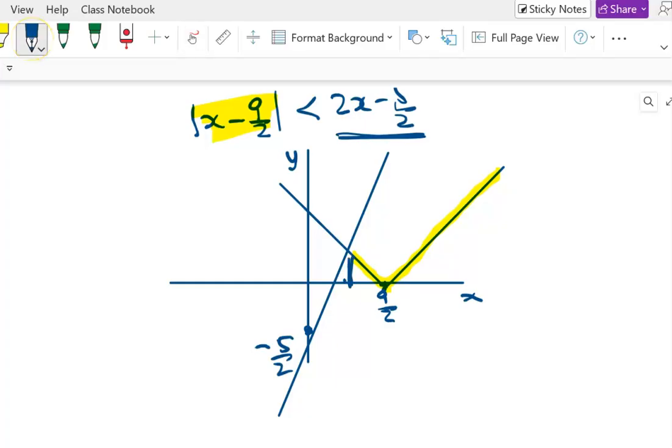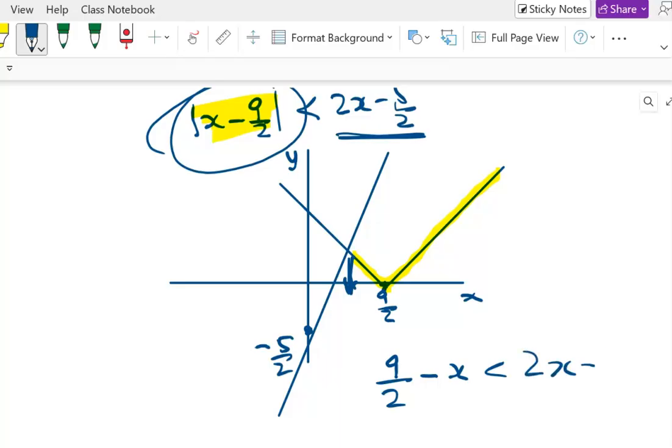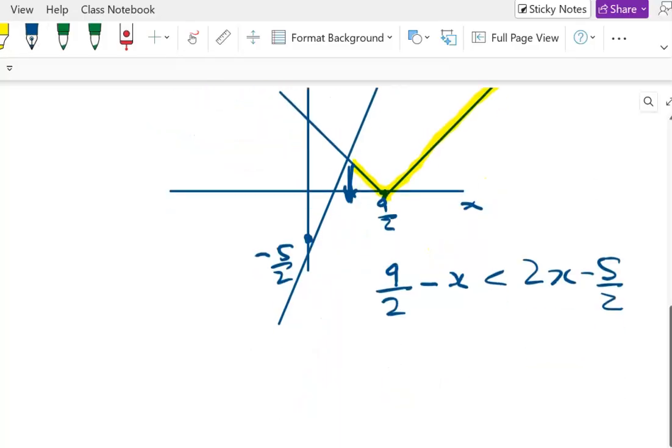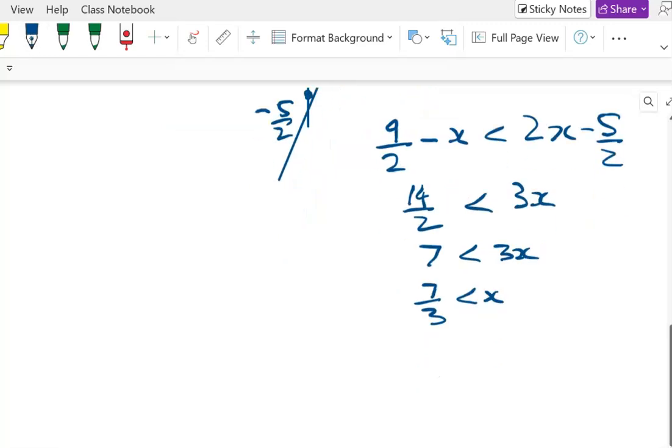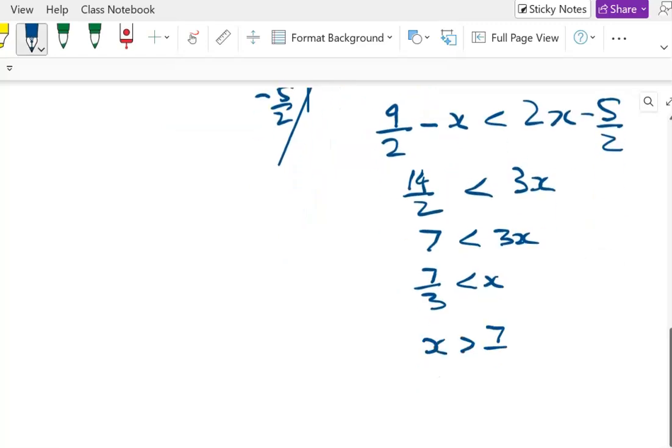So all I have to do is to solve a simple linear equation, and it's going to be working with the negative side of the absolute value. That means that all I've got to do now is to solve 9 over 2 minus x is less than 2x minus 5 over 2. That gives me 9 over 2 plus 5 over 2, which is 14 over 2, is less than 3x. So 7 is less than 3x, giving me 7/3 is less than x, but you probably would prefer to write it as x is greater than 7 over 3. So there you go, and that question's done.